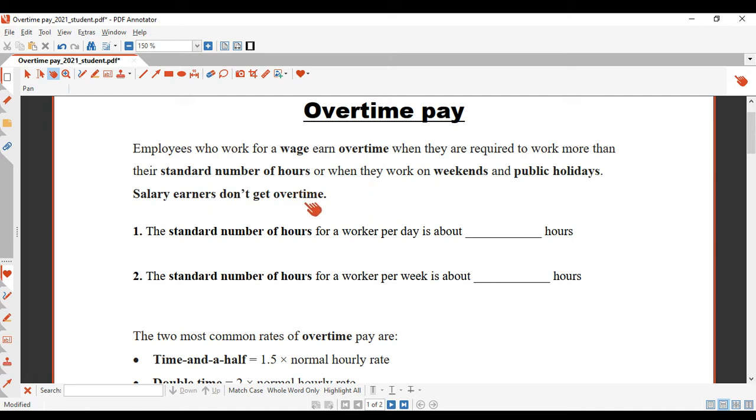Salary earners don't get overtime. So, teachers, police people, nurses, those sorts of people who get salaries, they can work as many hours as they like, but they don't get any extra money.